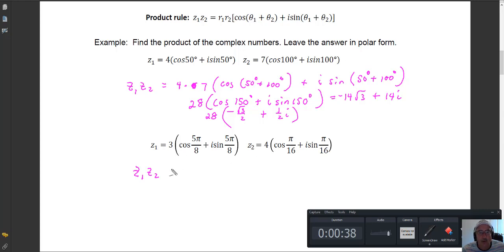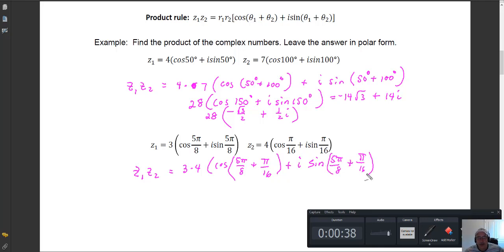moduli, 3 times 4 here, so that would give us 12. I'll just go ahead and write this out, times the cosine, and this would be in radians 5 pi over 8 plus pi over 16. So again, if you look up top here, you're just multiplying the moduli, adding the arguments or angles together here. All right, so we'll come back down, plus i times the sine of the sum of those angles. So make sure we get this correct. And that will be that.